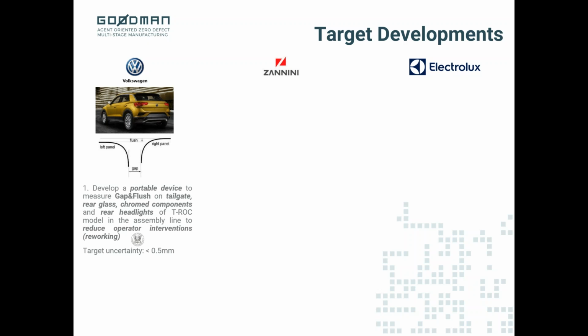For the Volkswagen use case, the target was to develop a portable device to measure gap and flash on tailgate, rear glass, chrome components, and rear headlights of the T-Roc model in the assembly line. This is to reduce operator intervention, which means reworking. The target uncertainty for this device is 0.5 millimeters.